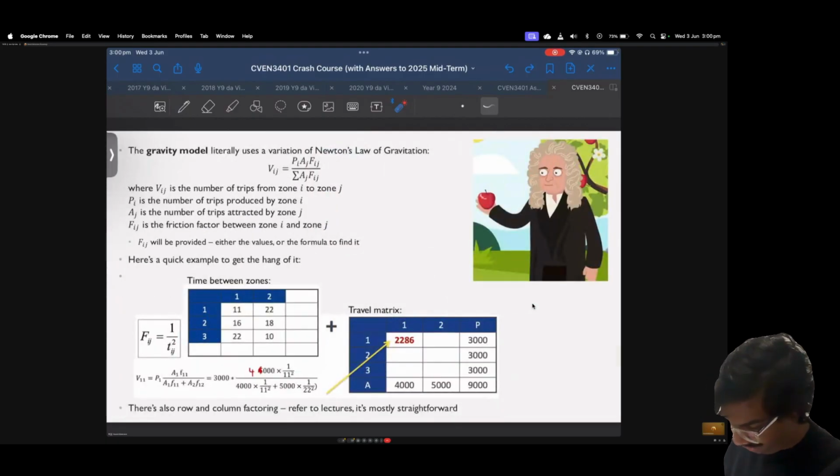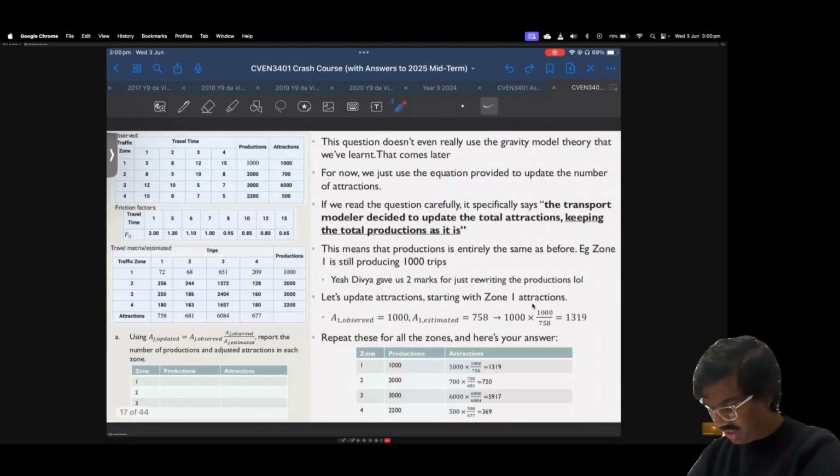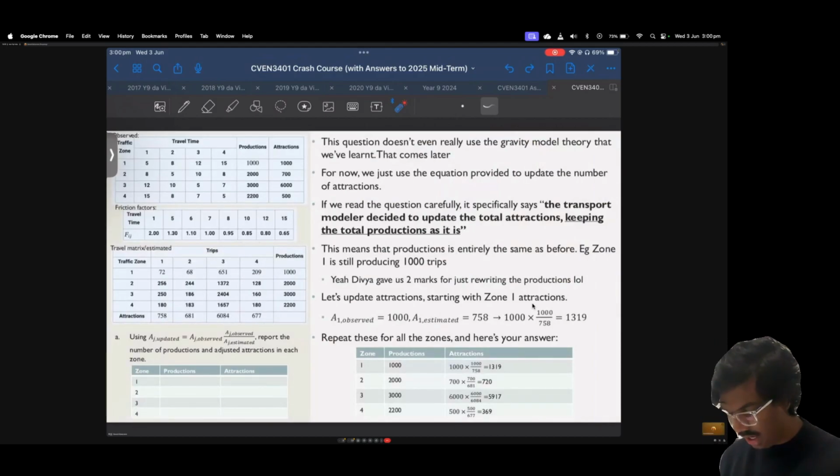Okay, so this question. Part A is using updated attractions, so we're basically just updating the attractions. Part A is actually not even using the gravity model. We're going to do that a bit more later. For now, we just use the equation provided to update the number of attractions.